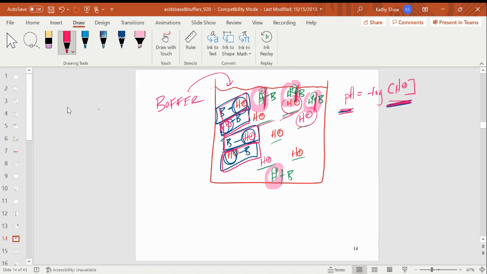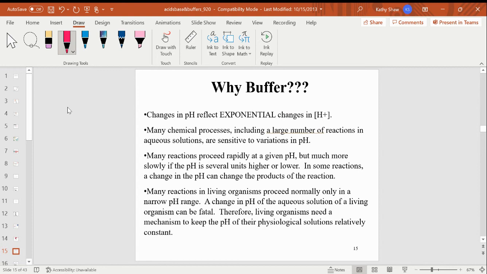Now, why do we care? Why are we buffering? You know, who cares? Well, you do, and here's why you care. You have all kinds of reactions, all kinds of processes, all kinds of things going on in your cells. You can only have the ones you need working and working properly if you stay at this neutral pH. You're constantly doing things that push you away from the neutral pH. So we've got a buffer to keep bringing you back to the pH where things work properly.